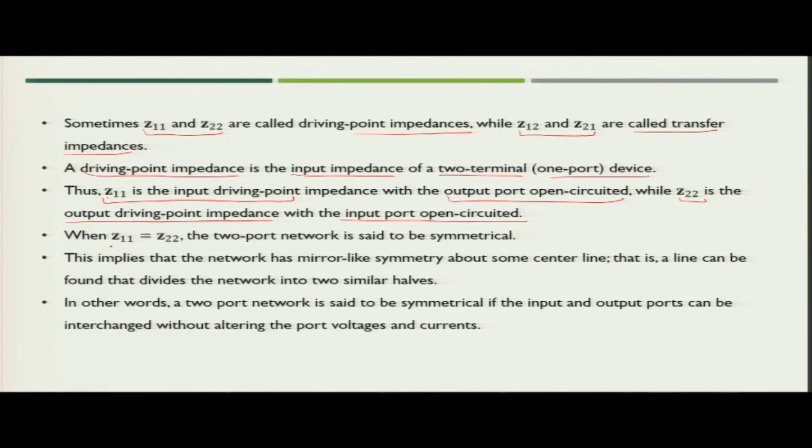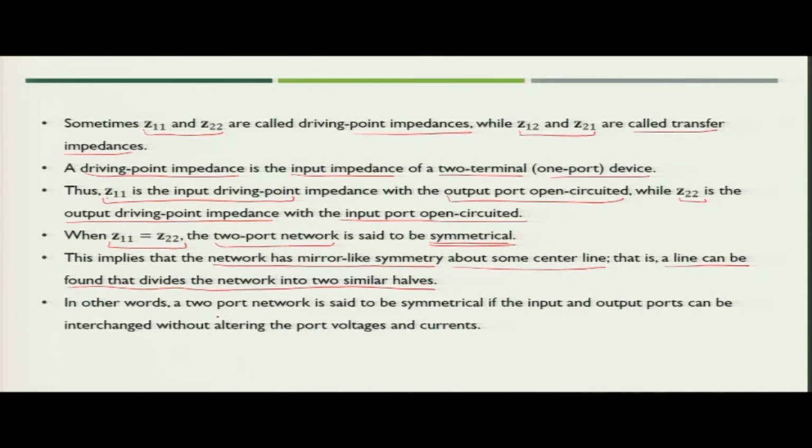Now, when you see that Z11 is equal to Z22, it means that the two port network is symmetrical. So, whenever you see that Z11 is equal to Z22, you can simply say that the circuit is symmetrical. What does it mean? It means that the network has mirror like symmetry about some center line. So, what would be the center line? The center line would be a line that divides the network into two similar halves.